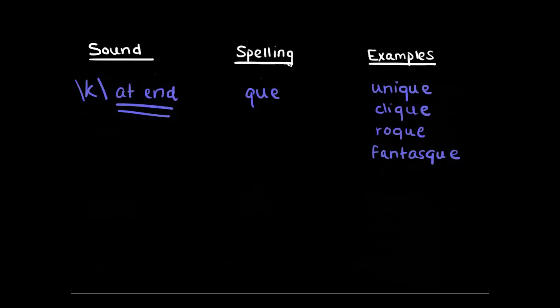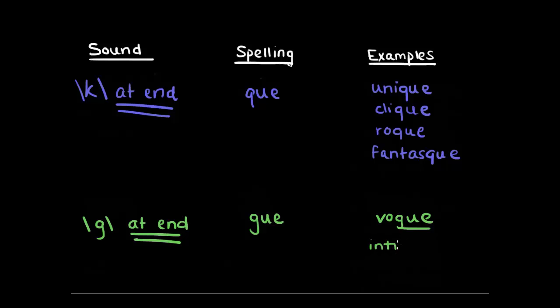And the same kind of goes for the G at the end of French words, the G at end. If you can guess, it's going to be GUE at the end of most words in French, as in vogue, probably heard that word before, intrigue, or plague. A lot of words where you're going to have GUE at the end, just like the QUE here.